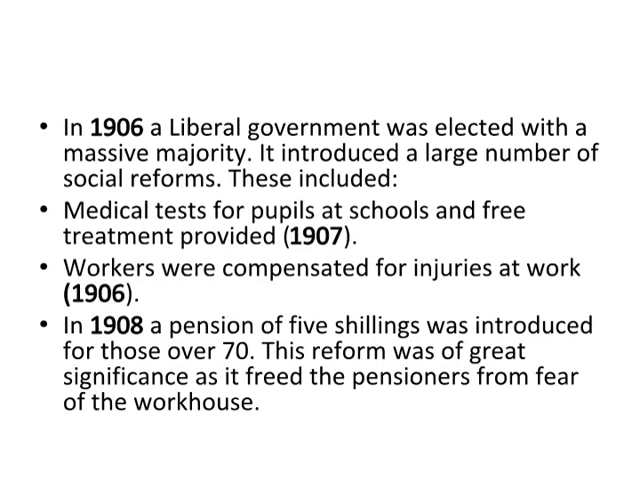In 1906 a Liberal government was elected with a massive majority. It introduced a large number of social reforms. These included medical tests for pupils at schools and free treatment provided, 1907. Workers were compensated for injuries at work, 1906. In 1908 a pension of 5 shillings was introduced for those over 70. This reform was of great significance as it freed the pensioners from fear of the workhouse.